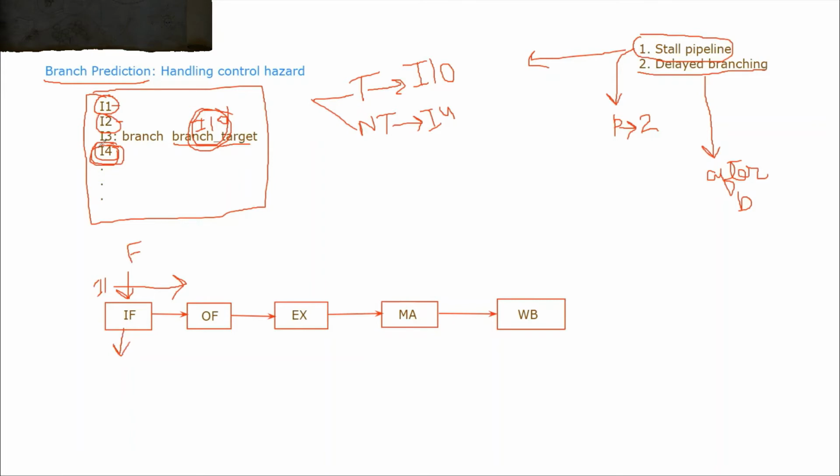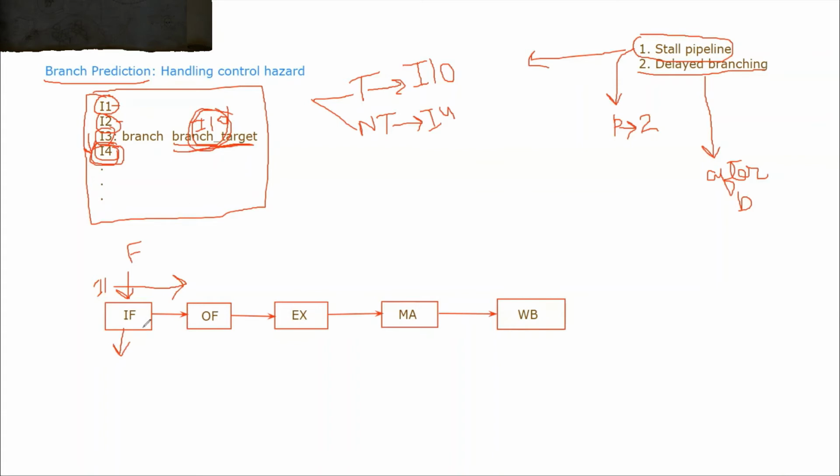However, when there is a branch instruction, and this branch instruction moves from instruction fetch to operand fetch, after that we don't know what the next instruction will be, whether it is directly the one next to the branch or it is the branch target instruction.